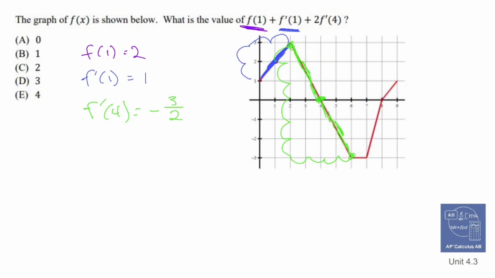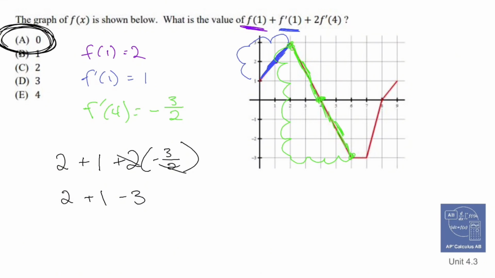So when I put this all together, I want 2 plus 1 plus 2 times negative 3 over 2. 2 plus 1, and these cancel out, minus 3. It's going to be a big fat 0. So a very bizarre problem, but the point of it is to make sure you understand what derivatives look like on a graph, and can you also do some regular PEMDAS while you're at it? And we can.